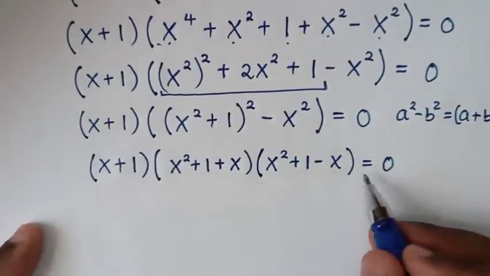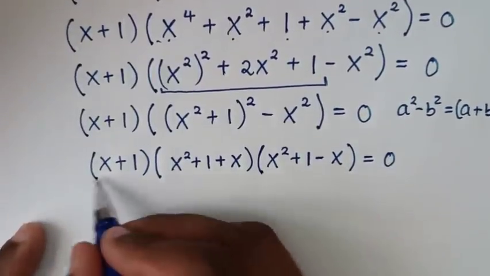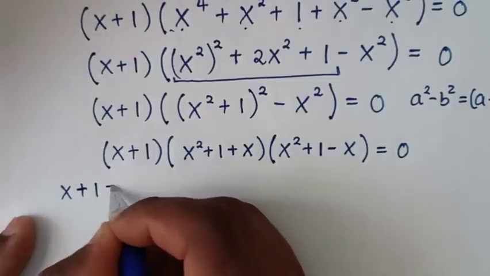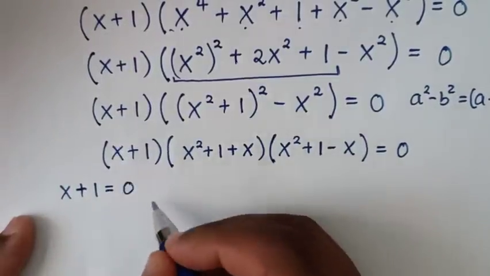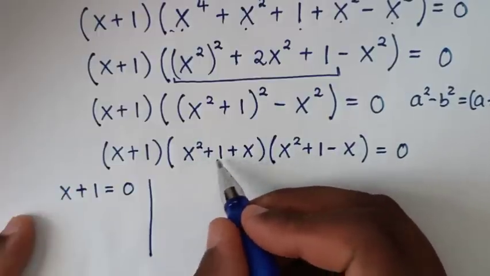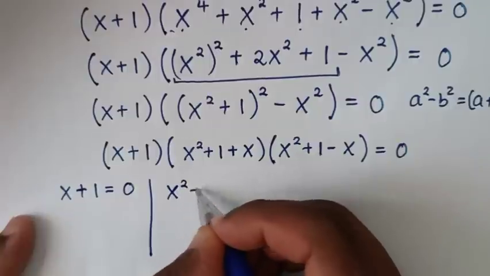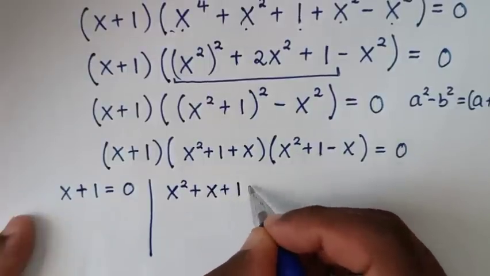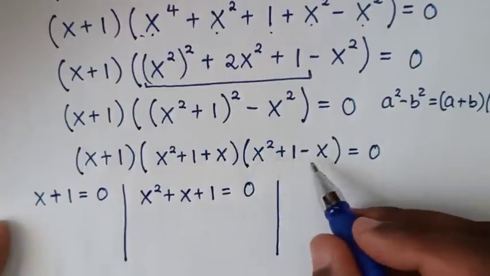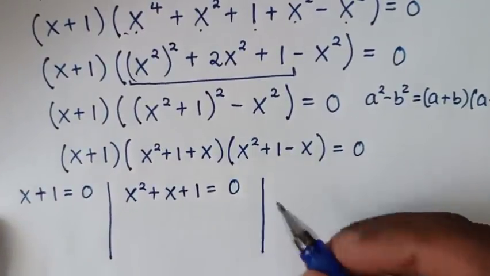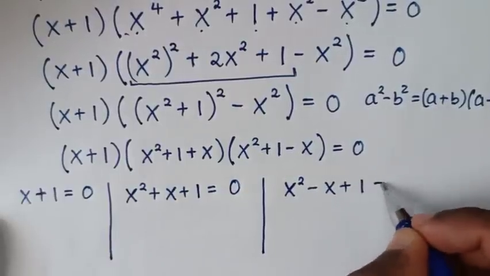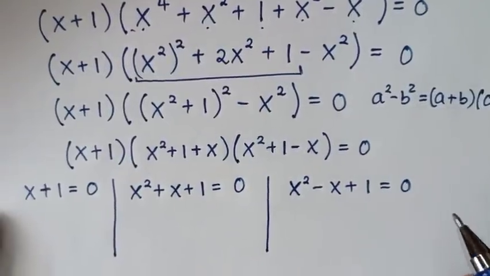Then from here we have 3 solutions, whereas this is the first solution, which is x plus 1 is equal to 0, and this second solution, which is x^2 + x + 1. So x^2 + x + 1 is equal to 0, and this third solution, x^2 - x + 1. So here x^2 - x + 1 is equal to 0.